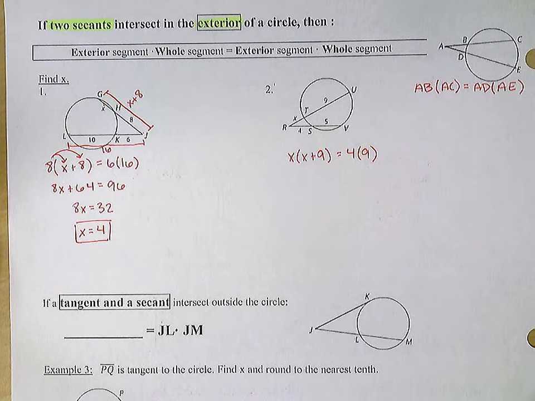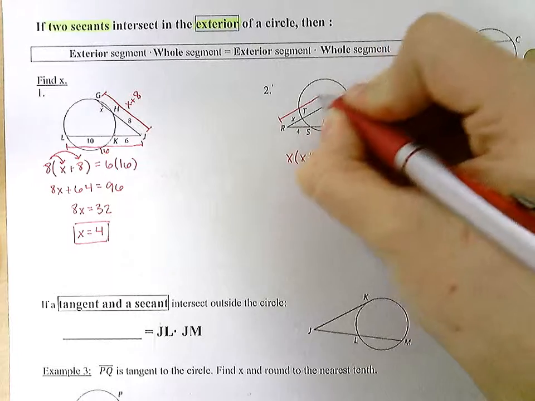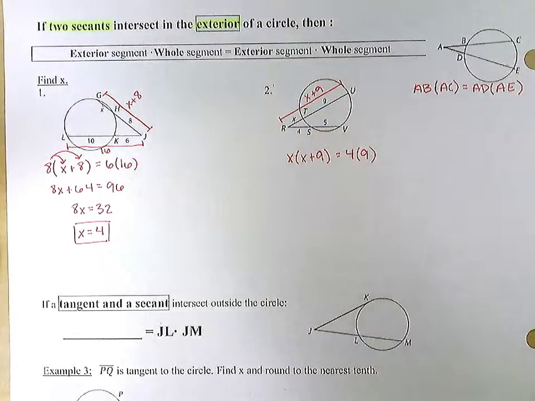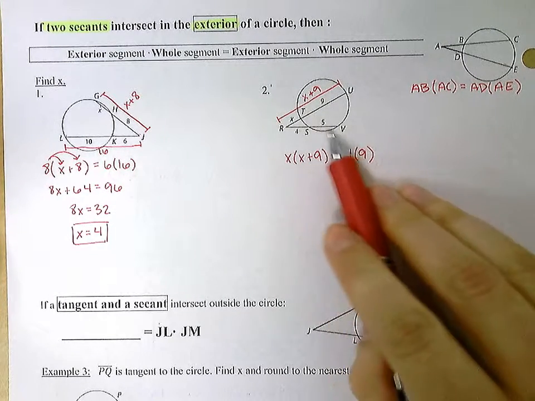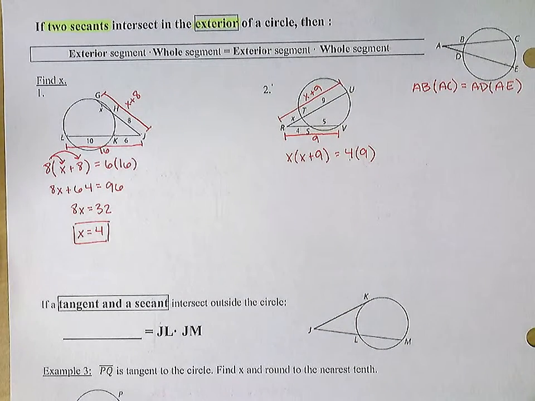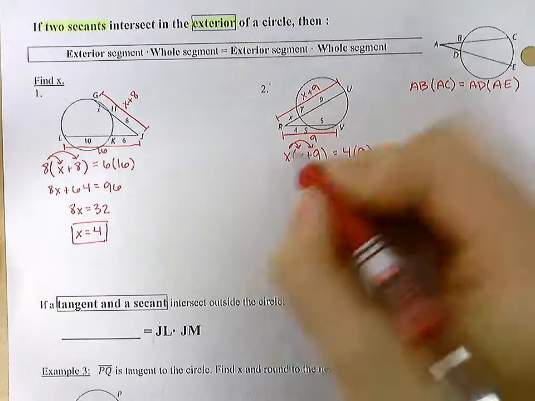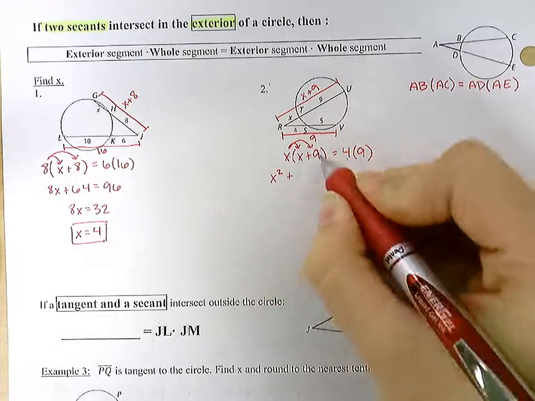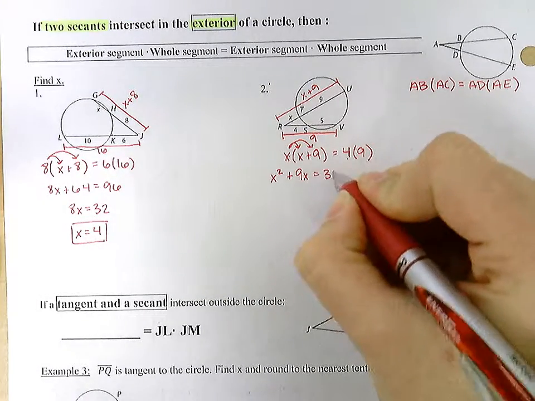All right, so this is how you should have number 2 set up. So I have my exterior segment is x times my entire segment. I would have to add those two pieces together to get x plus 9. That's equal to the other exterior segment is 4 times the entire segment is 9. Okay, so from here, again, first thing I want to do is distribute this x to both terms. So I have x times x, that's x squared, plus x times 9 is 9x. That's equal to 4 times 9 is 36.